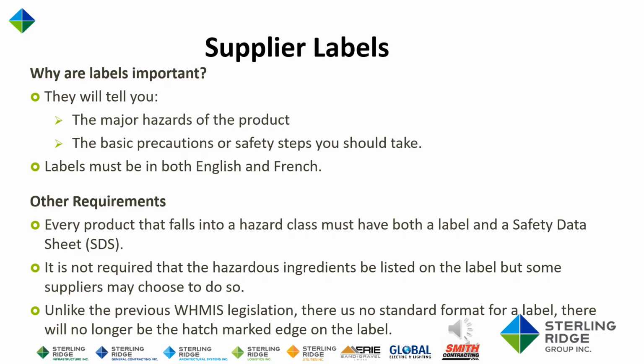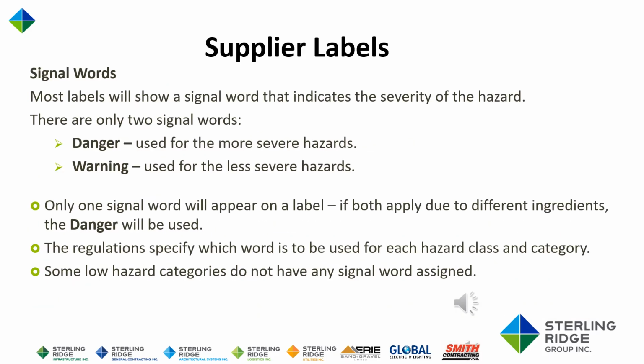It is not required that the hazardous ingredients be listed on the label, but some suppliers may choose to do so. Unlike the previous WHMIS legislation, there is no standard format for a label. There will no longer be the hatch-marked edge on the label. Supplier labels. Signal words. Most labels will show a signal word that indicates the severity of the hazard.